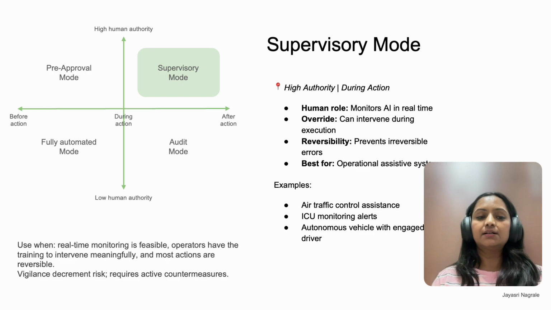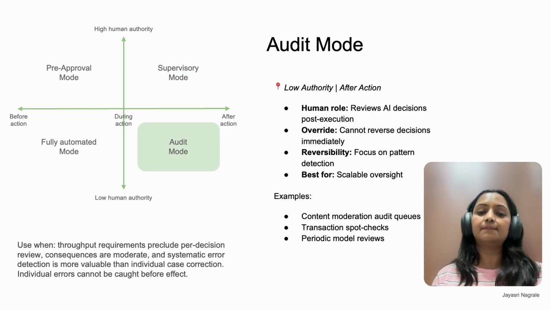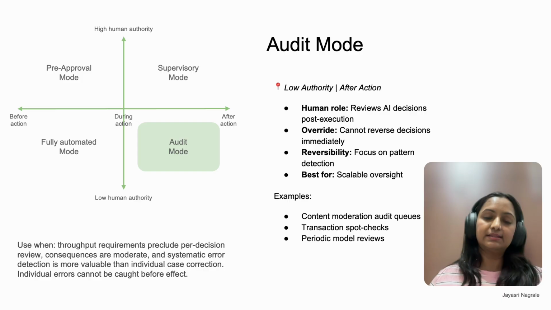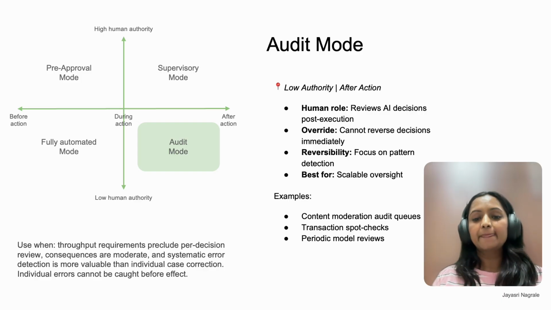Alrighty. So the next type of HITL mode is the audit mode. This particular thing happens during or after the action, and there is very little human authority because it has already happened. So this is the audit mode, wherein the human now reviews AI decisions that have already been made. That's post execution. The human cannot override or reverse decisions because they've already taken place. All they can do is learn from it and course correct the system so that next time it makes proper decisions. It is basically not reversible.